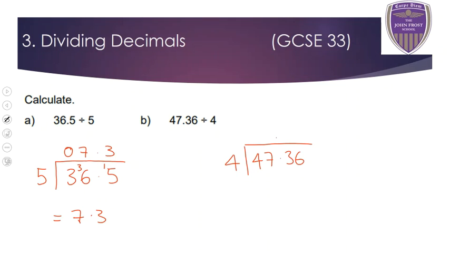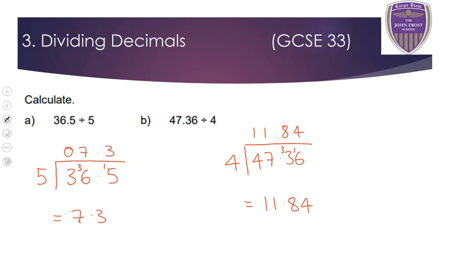47.36 on the inside, line the decimal points up, and then do the same thing. So 4 goes into 4 once, with no remainder. 4 goes into 7 once, with a remainder of 3. Okay, 4 goes into 33 8 times, with a remainder of 1, because 4 times 8 is 32, so a remainder of 1 to make 33. Then 4 goes into 16 4 times exactly, there's no remainder, so the answer is 11.84.